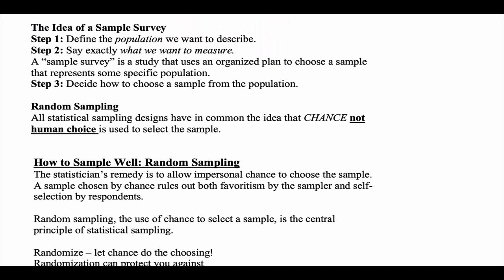A sample survey is a study that uses an organized plan to choose a sample that represents some specific population. So you get the sample. Who am I going to ask? If it's the entire Fresno, California, I'm not going to ask all 600,000 people. I'm going to get a sample. So who are those 6,000? Who are those people that I'm going to ask? And then what am I going to ask them? That's step two. And then step three: decide how to choose a sample. So that's step three, decide how to choose a sample.